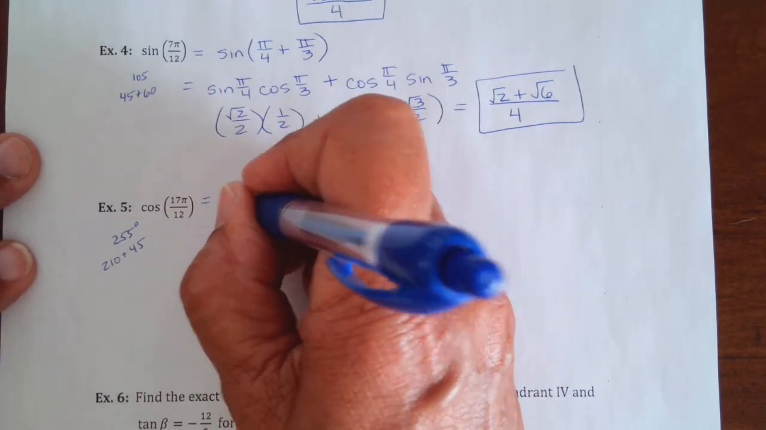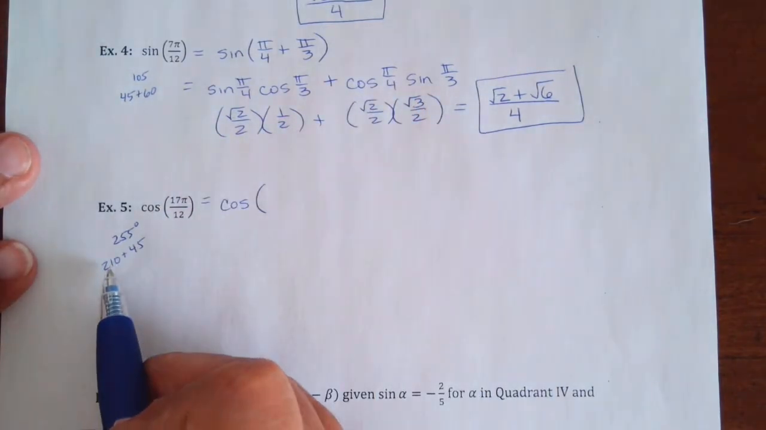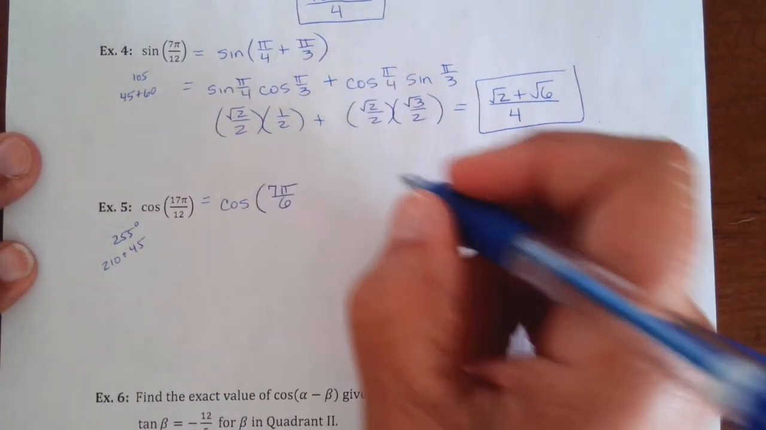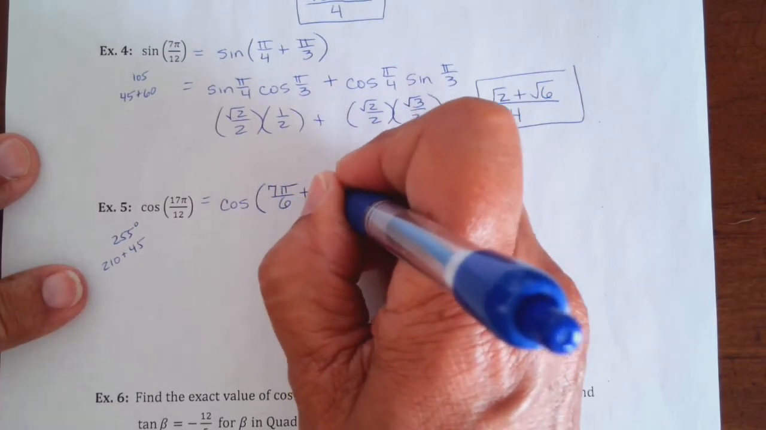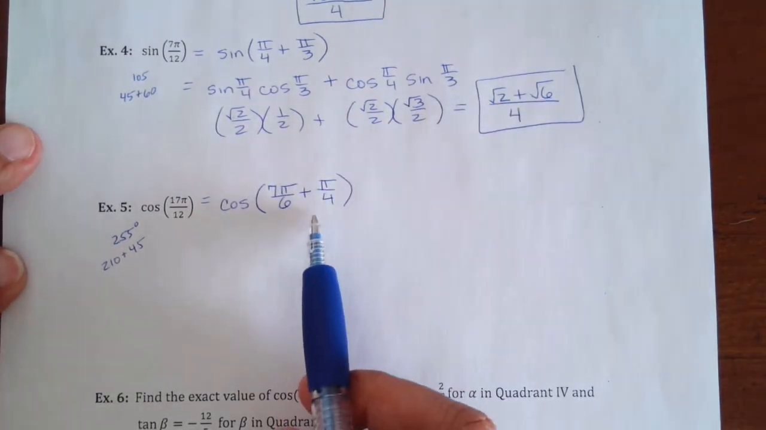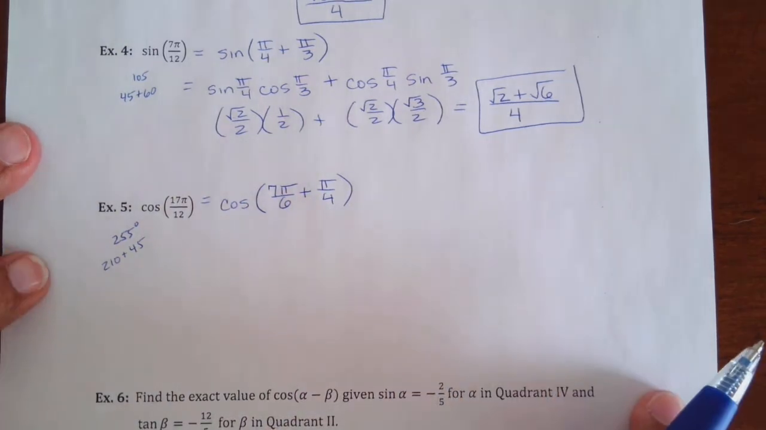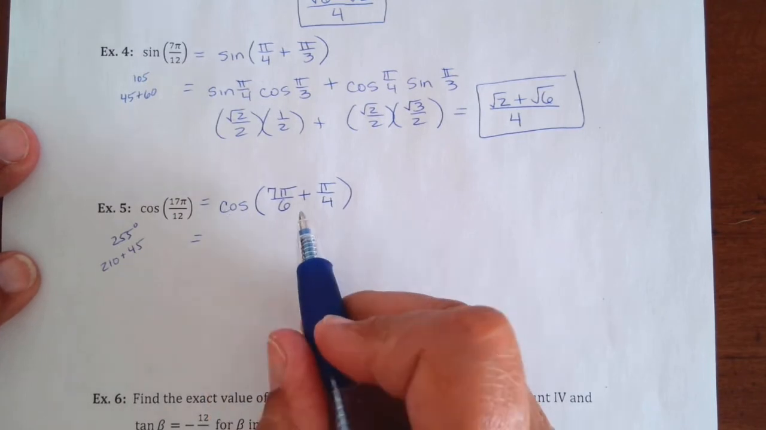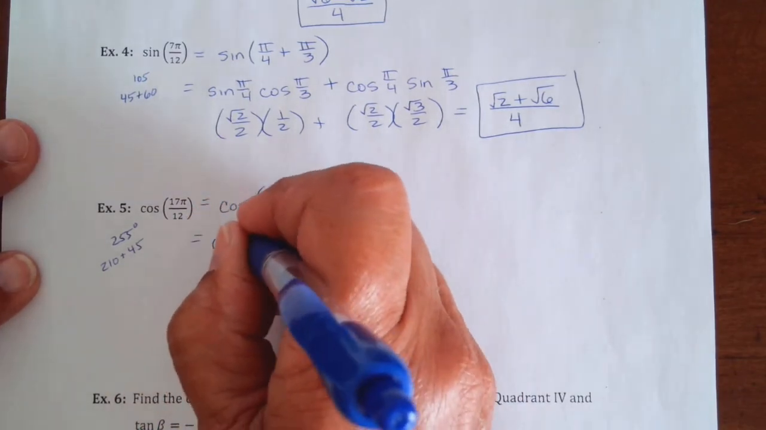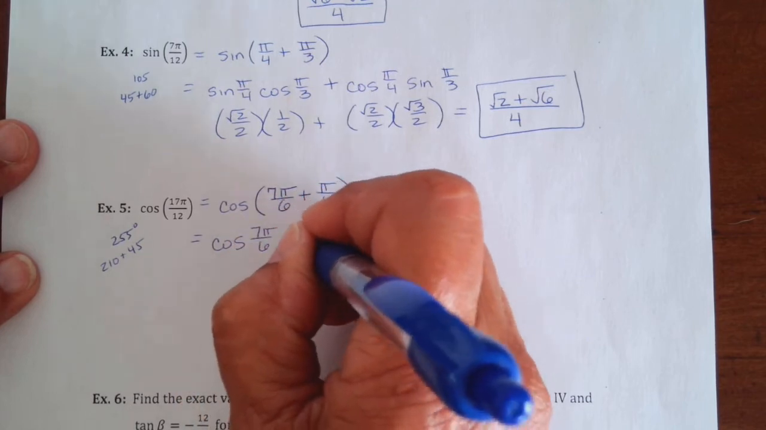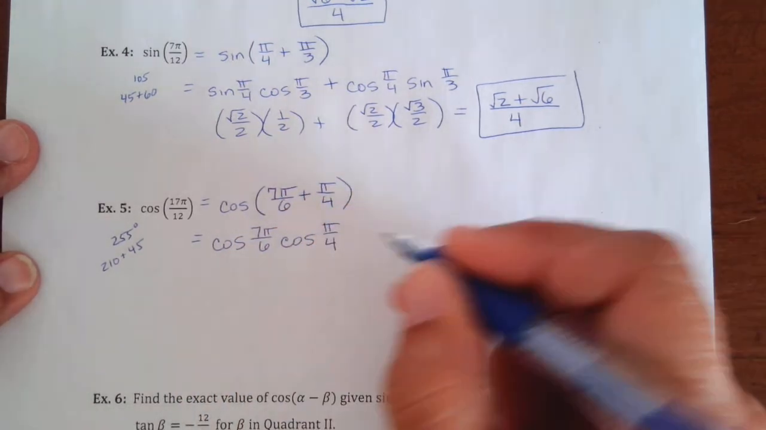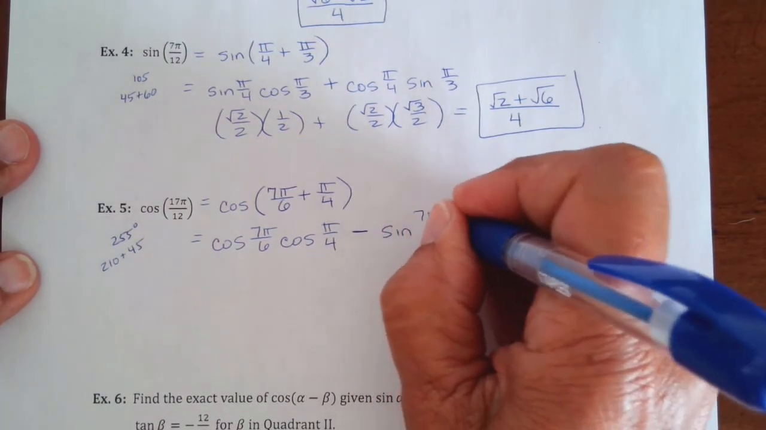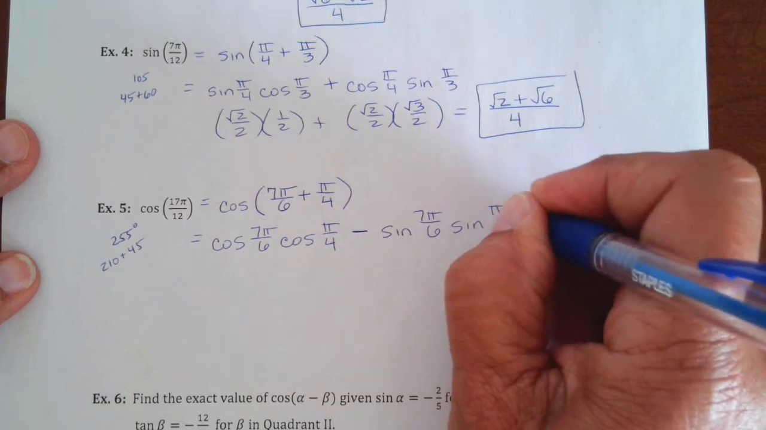So let's do the cosine, and 210 on your unit circle is 7 pi over 6. That's what it is as a radian, plus, and then 45 degrees is pi over 4. So that's exactly 210 plus 45, which are on the unit circle. All right, now we're doing a cosine formula, so same words, different sign. So cosine 7 pi over 6, cosine pi over 4. Okay, so same words, different sign, so minus, and then sine 7 pi over 6, sine of pi over 4.